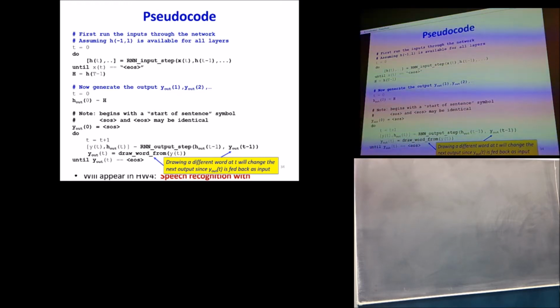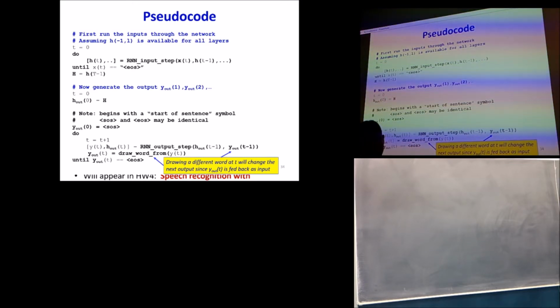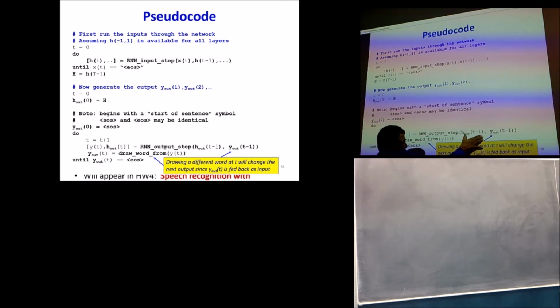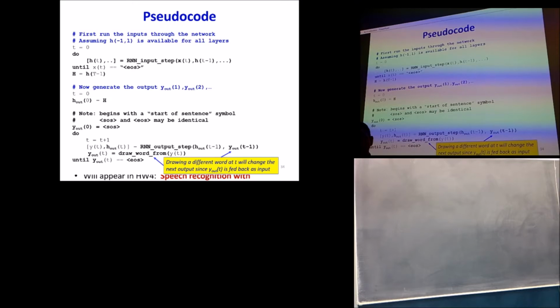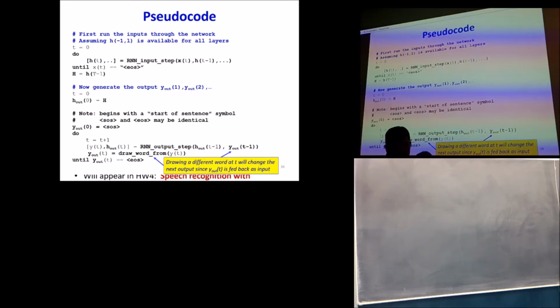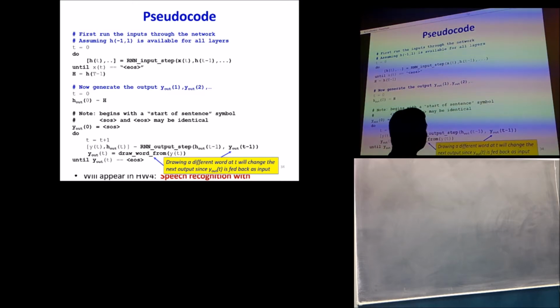Now observe also over here that in the recurrence there's a dependence on the words that were actually generated. So the recurrent output at time t doesn't just depend on the hidden state at time t minus 1. It depends both on the hidden state at time t minus 1 and the actual word drawn as the output at time t minus 1. That's going back into the network.